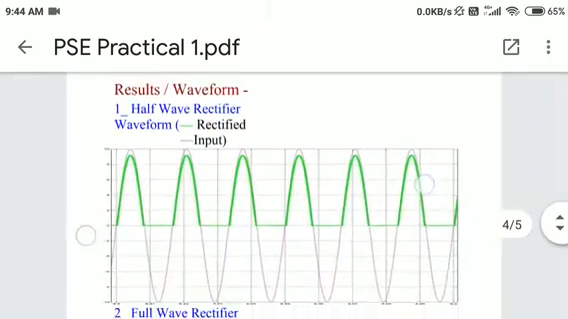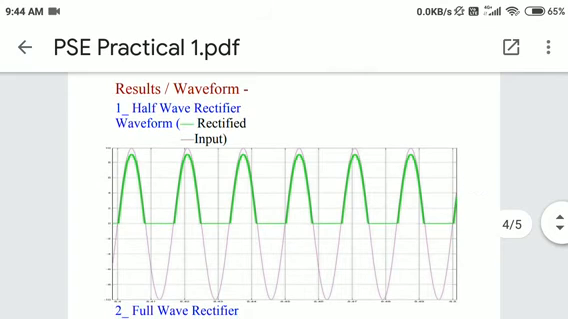Then we will see the result waveform of the half wave rectifier. As we can see here, the input waveform is sinusoidal, in pink color. The rectified half wave rectifier waveform is in green color. For the negative half portion of the cycle, it shows zero voltage, and for the positive half portion of the cycle, it is the same as the input waveform.